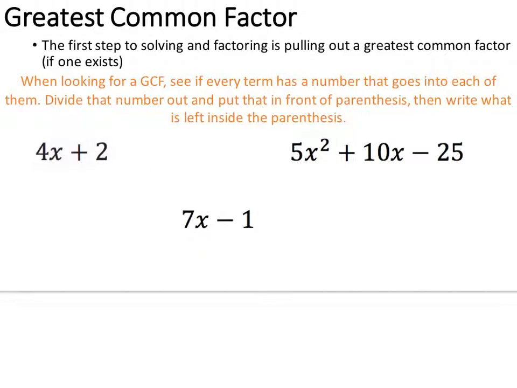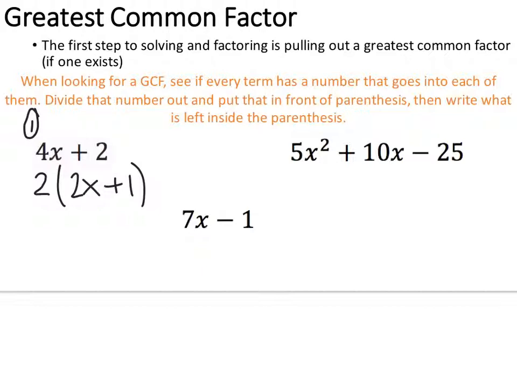The first thing you always have to look for when you're going to factor is a greatest common factor. So I'm looking for a GCF, see if every term has a number that goes into each of them. If you look at this first example here, I have 4x plus 2. Well, I know that 2 goes into both 4x and 2. So I'm going to take the number that goes into both of them and put it out front, and then I'm going to divide that into both of these terms. So 4x divided by 2 is 2x, and 2 divided by 2 is 1. So I take the number that they have in common, put it in front, and then write what's left inside parentheses.